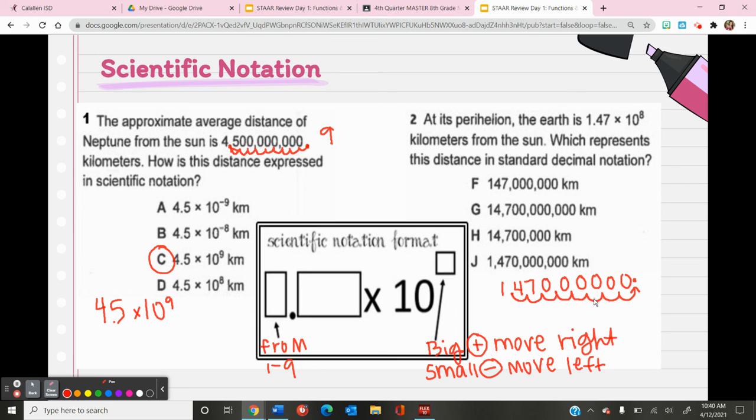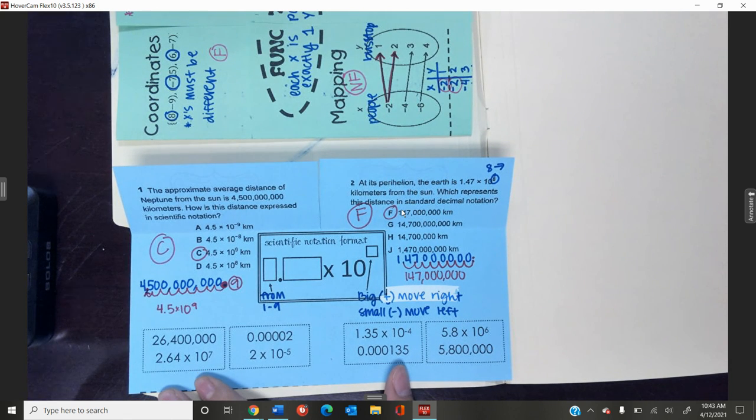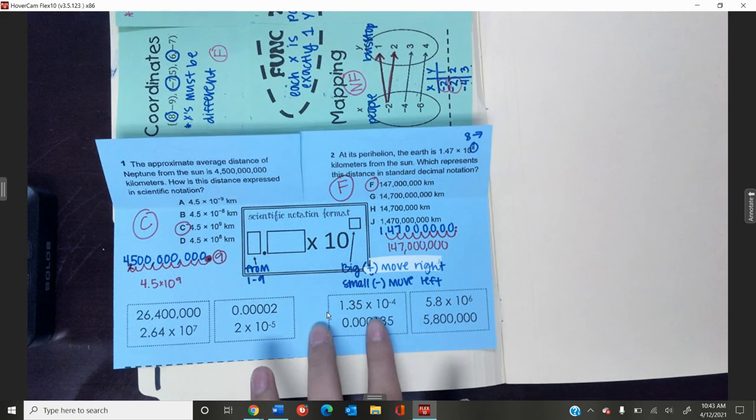So my number is now, let's go ahead and place our commas, or let's rewrite our number. So this is 147,000,000. So this is 147 million. So the one that matches this is going to be 147 million kilometers, F. Okay, so lastly, going back to your foldable, this is what you should have written down. If you need a second to pause it, go ahead and do so. Otherwise, you're good to go and work on your assignment for your first day of STAAR review.